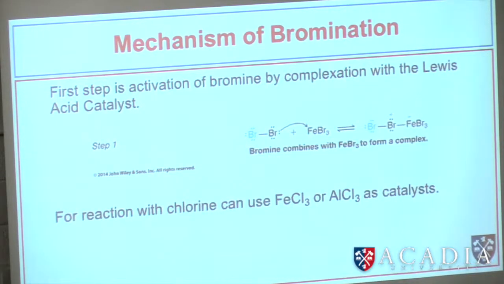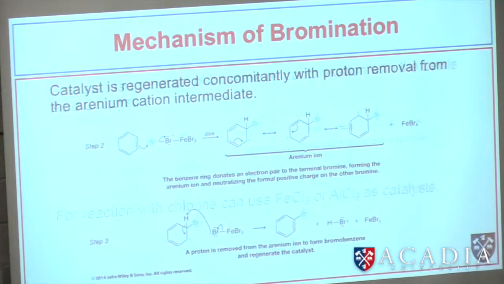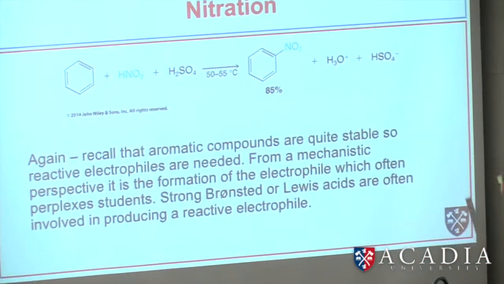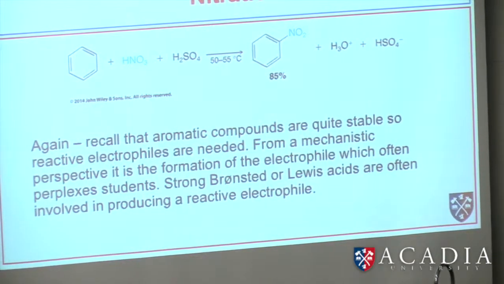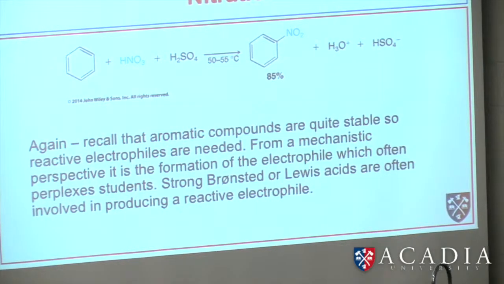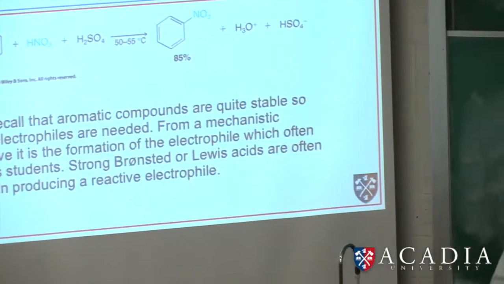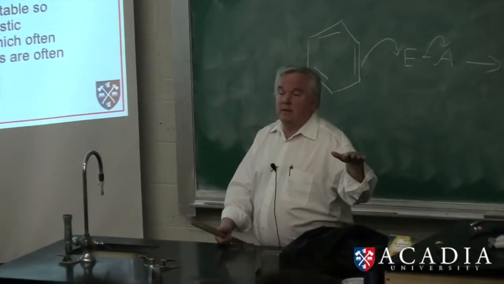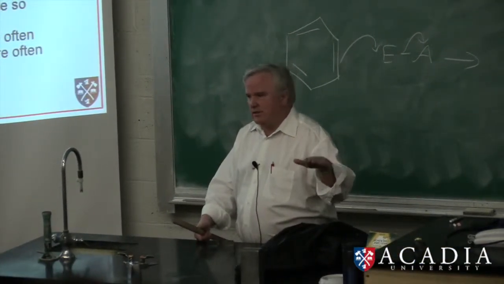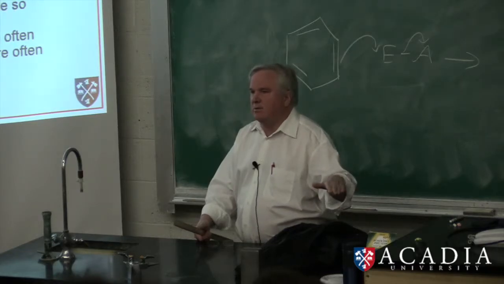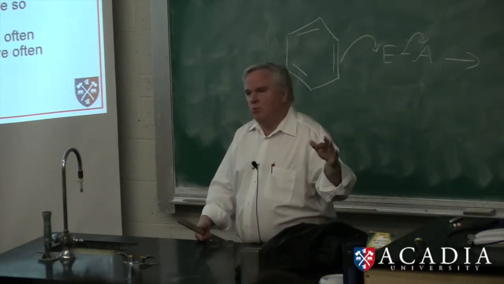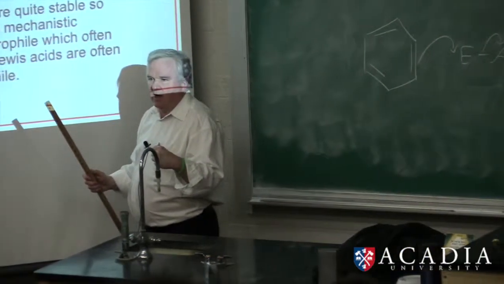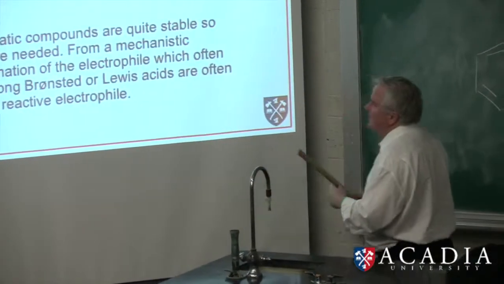So that's it. I will tell you, and I think I say in the next slide, aromatic compounds are quite stable, so reactive electrophiles are needed. And in fact, from a mechanistic perspective, it is the formation of that electrophile which often perplexes students, okay? The electrophilic aromatic substitution is just a simple two-step reaction. It's always the same mechanism, but quite often there may be more than one or two steps to form whatever the real electrophile is that does the reaction. And we're going to see that in this reaction.